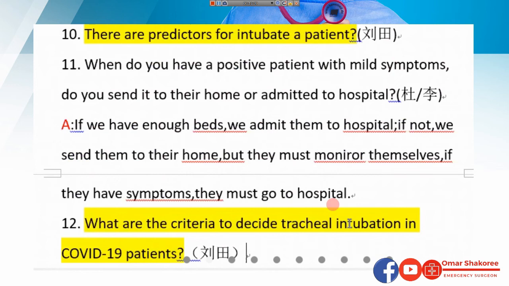Also, we asked them, is there any predictor or any indication for intubating the patient? What are the criteria for intubation? They said that there is no specific criteria for intubation. They depend on systemic manifestations and systemic deterioration of the patient.